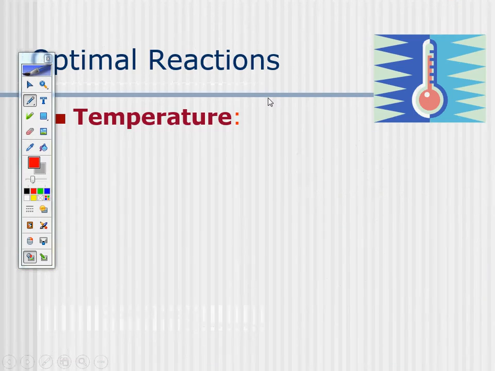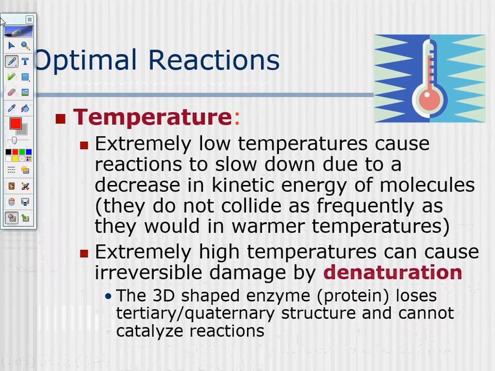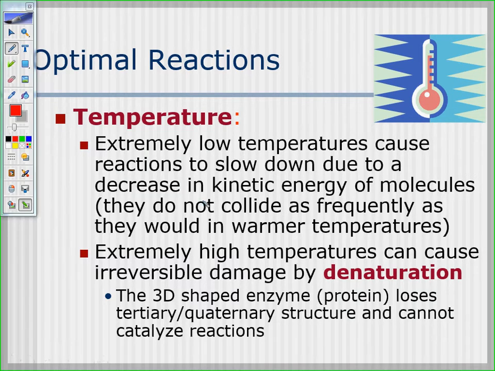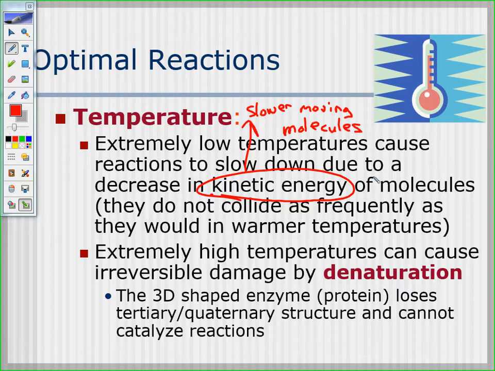All right, so let's talk a little bit about optimal reactions and temperature. We talked about it earlier, we drew a little graph on temperature. At this point, extremely low temperatures cause reactions to slow down due to a decrease in kinetic energy. So remember, you get collisions. The slower the molecules are moving, the slower moving molecules can't collide with enough force for the reaction to occur, and they're not going to collide as frequently.